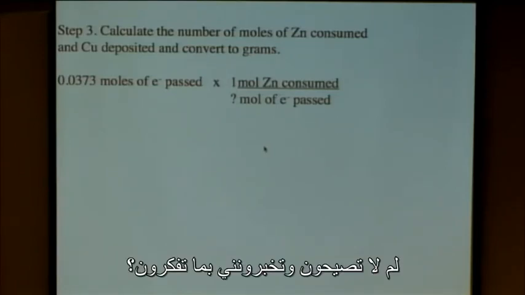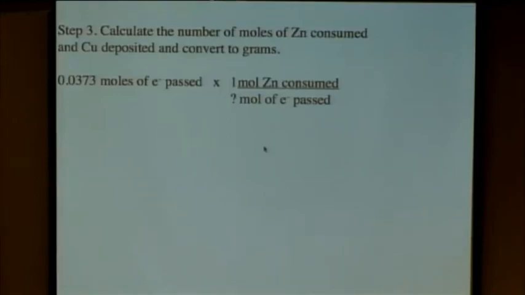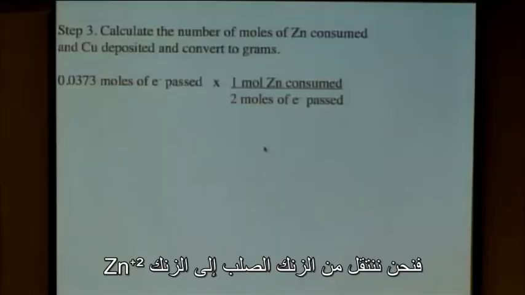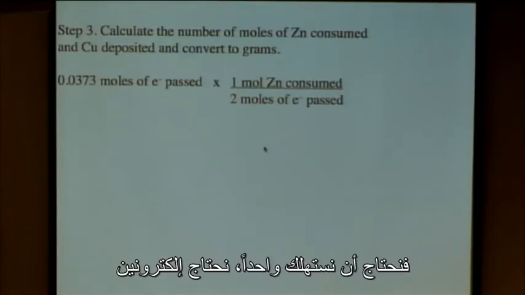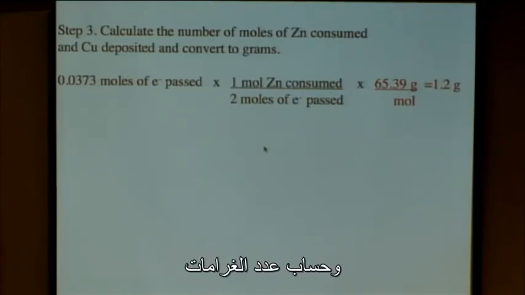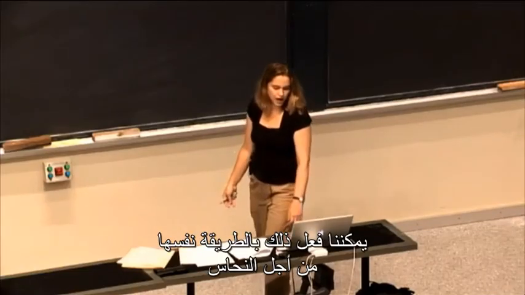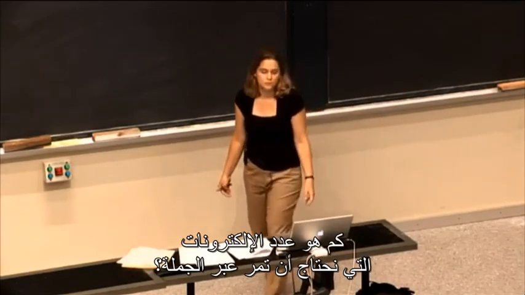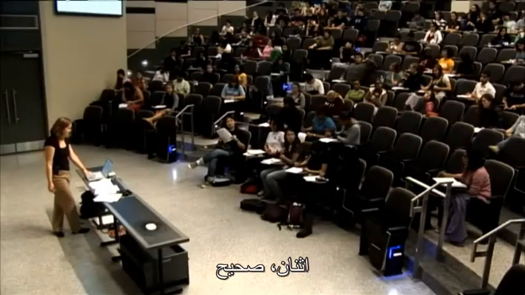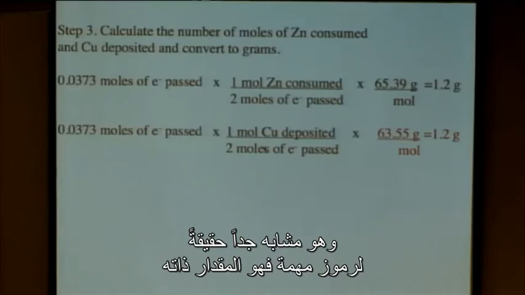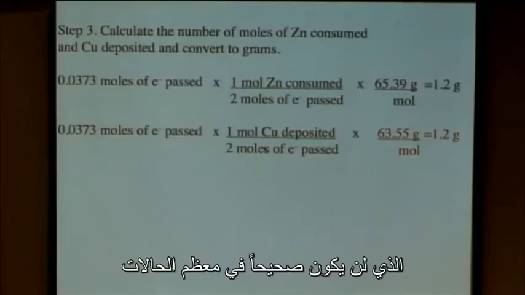So why don't you yell out and tell me what you think that is? What do you think? 2. Right. We're going from zinc solid to zinc plus 2, so to consume one, we need two electrons. Then we can look up the atomic weight of zinc and calculate the number of grams. We can do the same with copper. For 1 mole of copper deposited, how many moles of electrons needed to pass through the system? Louder. 2. Right. And then we look up the atomic weight, which is very similar, and actually with significant figures, it's the same amount, which won't be true for most things.